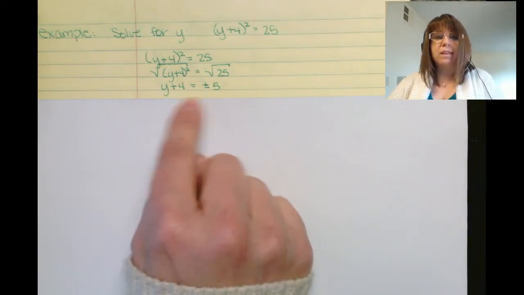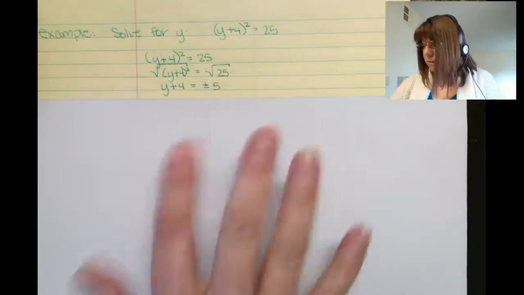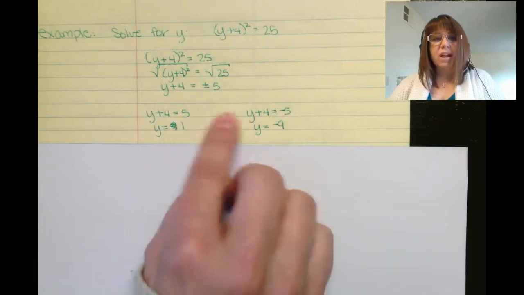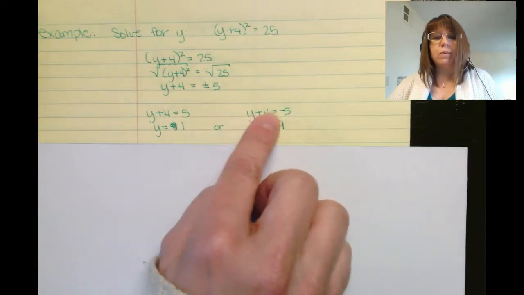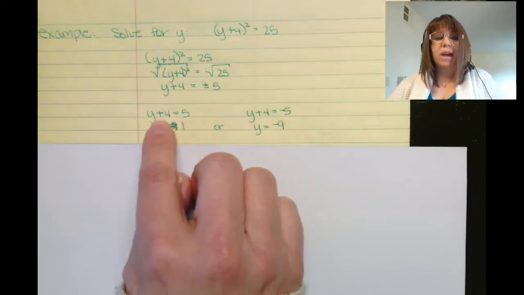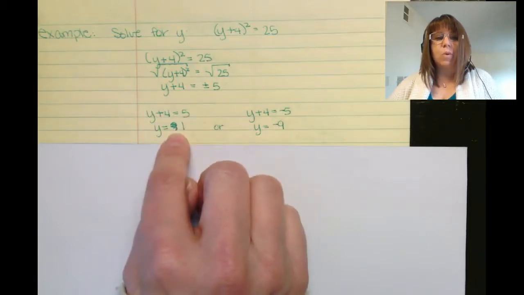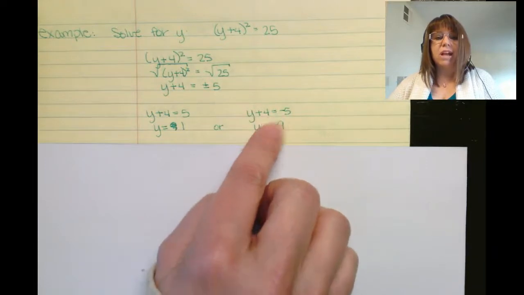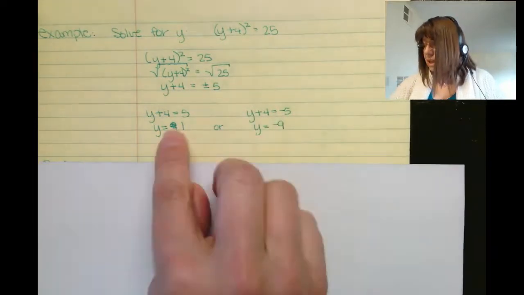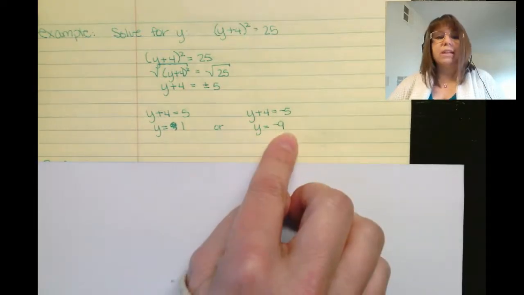So now that I have y plus 4 equals plus or minus 5, this is two solutions, so I do need to break this equation apart. One becomes y plus 4 equals positive 5, or y plus 4 equals negative 5. Solve each of these equations. Subtract 4 from each side, y equals 1. Subtract 4 from each side, y equals negative 9. So my solution will be 1 or negative 9.